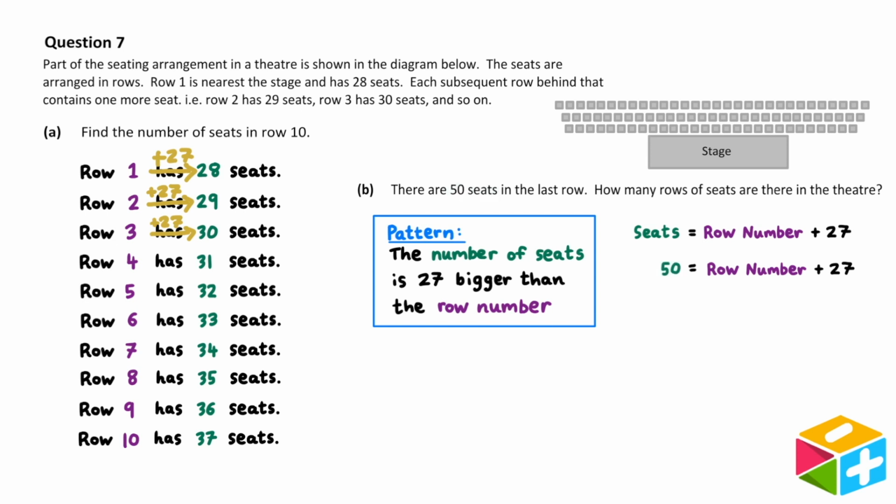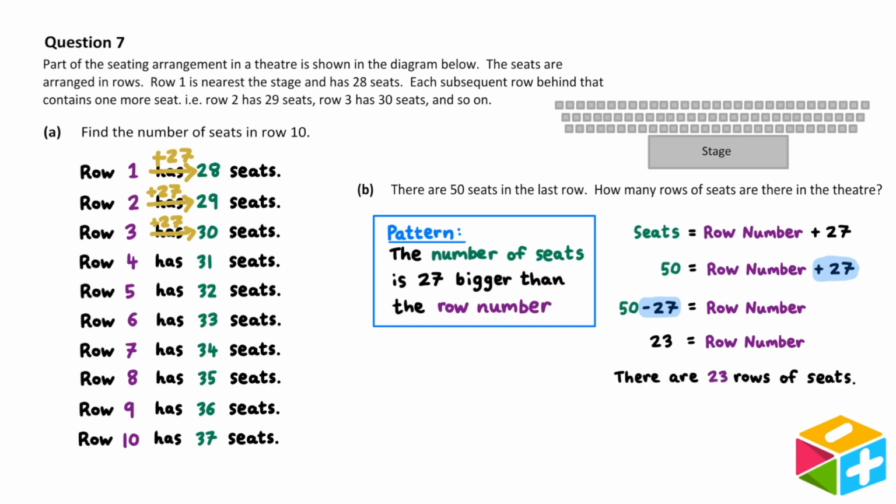So we know that 50 is equal to row number plus 27. To find our row number, all we have to do is subtract 27 from both sides. When we perform the calculation, we find that the row number is equal to 23. So we found that the row number of the last row is 23, therefore there are 23 rows of seats in our theatre.